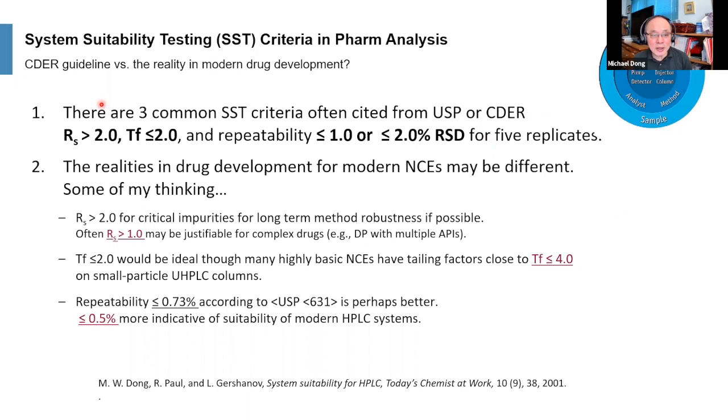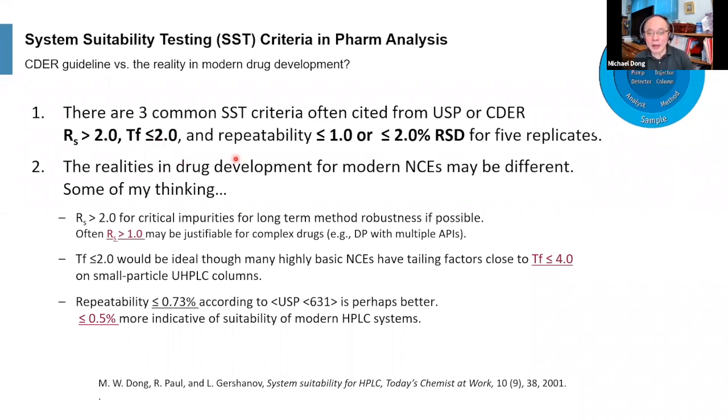So you often hear three common system suitability criteria, right? You often hear that the FDA would like you to have a resolution of 2 for your key component, right? So this is ideal. Sometimes it might not be possible, but that is something you want to achieve if you can. Also, the USP peak tailing factor should be less than 2, right? So we often use this type of criteria.